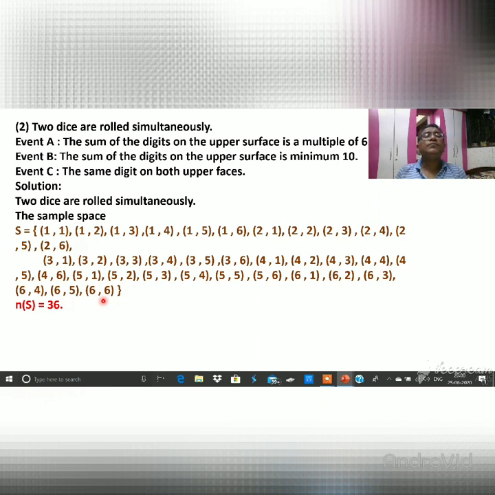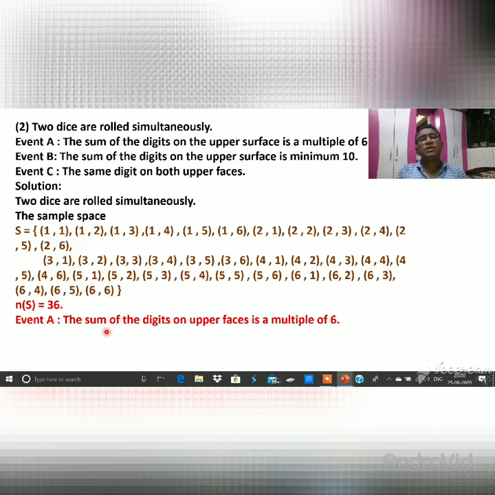Then we can write the events. What is the first event? Event A: the sum of the digits on the upper face is a multiple of 6. So here you want to write multiples of 6. Multiples of 6 means 6 ones are 6, 6 twos are 12, 6 threes are 18, 6 fours are 24. That is called a multiple.